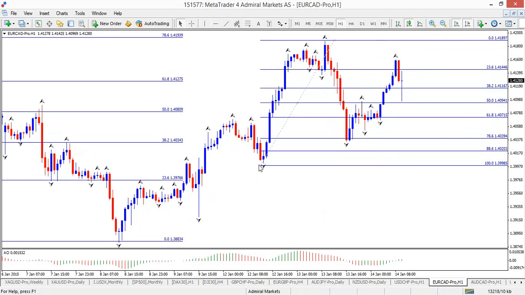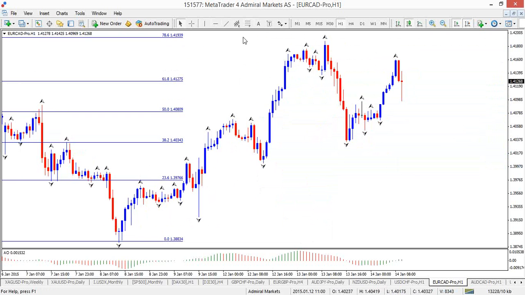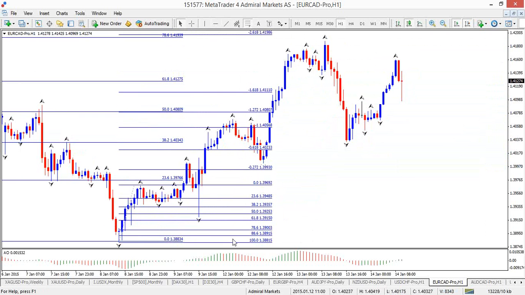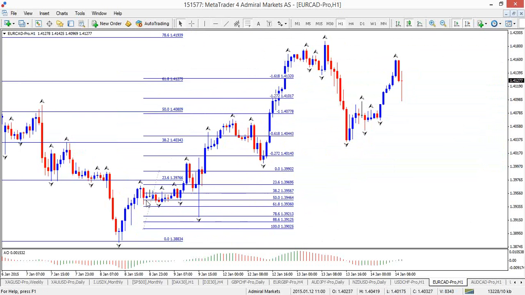If we put fibs on this upside, let's take a look. We hit the 50. Not that this was necessarily tradable, but this is our starting point.